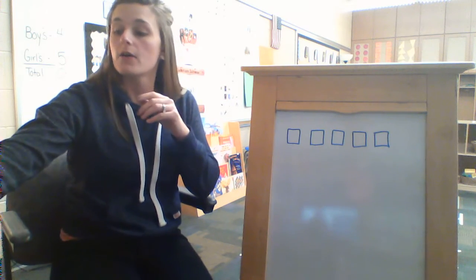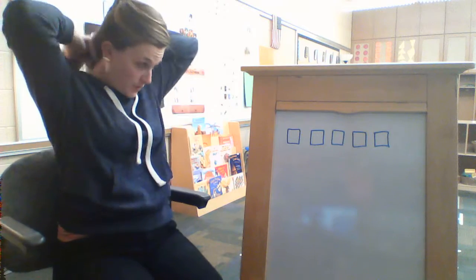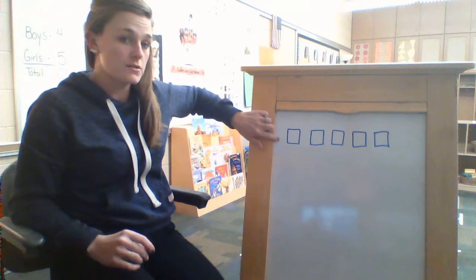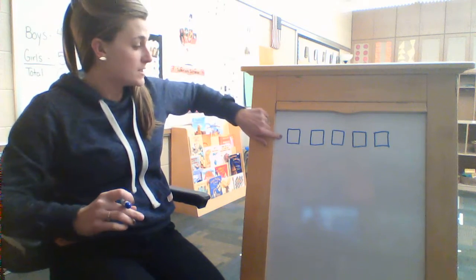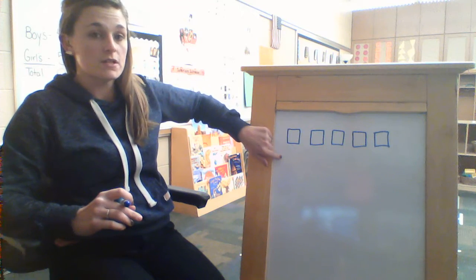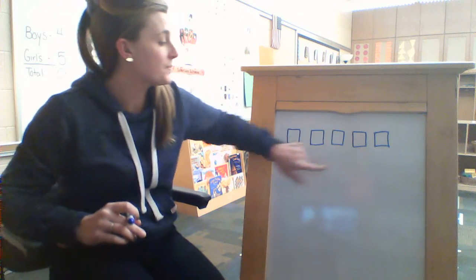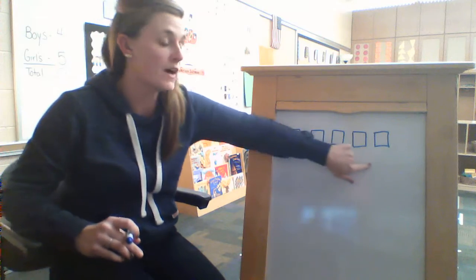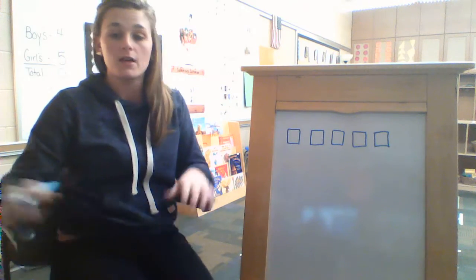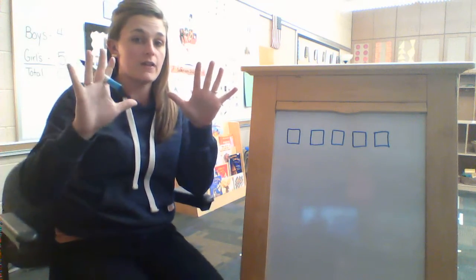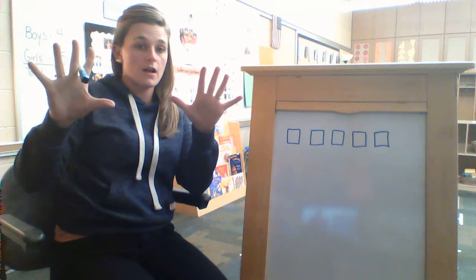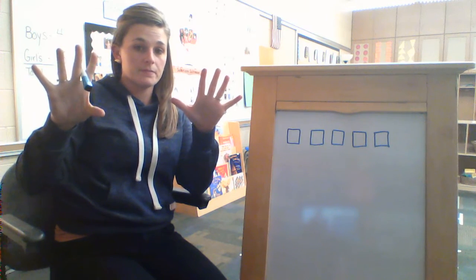All right, now I am going to try to trick you. We're going to double these squares. That means we are going to add 5 more to this, because we have 5 here. We're going to double it and put 5 more and see how many squares we have. So if we have 5 and add 5 more, how many squares would we have? Let's find out.